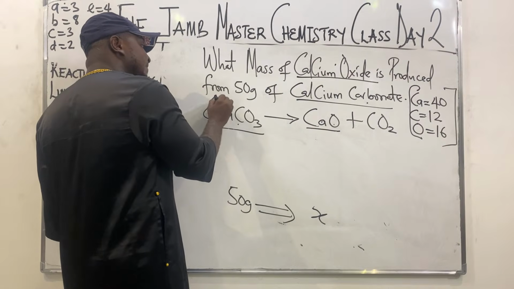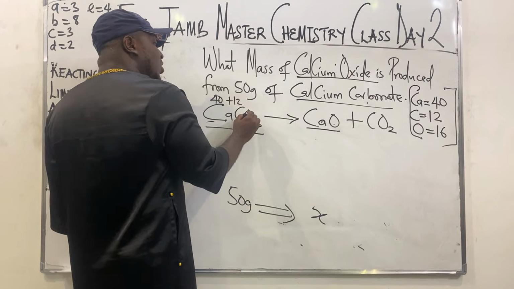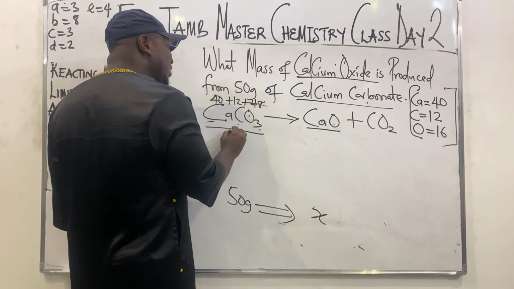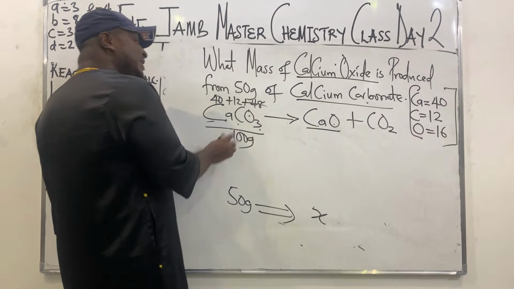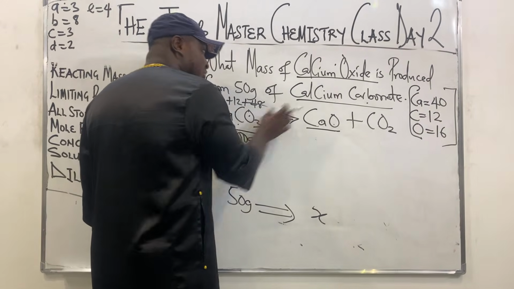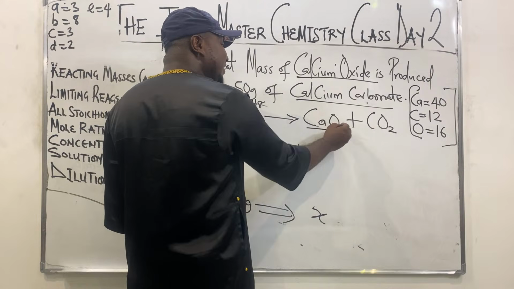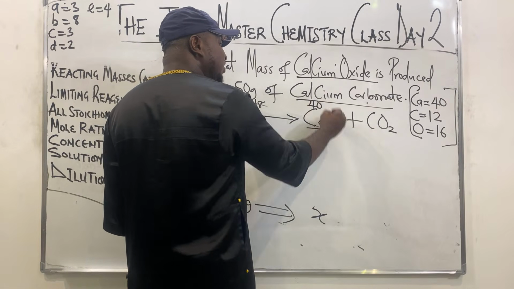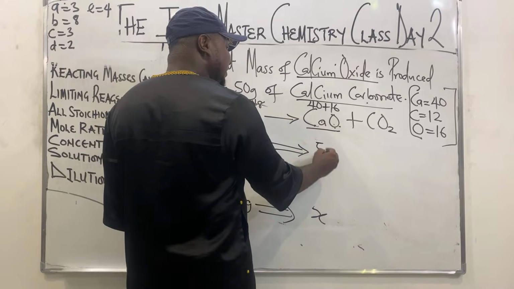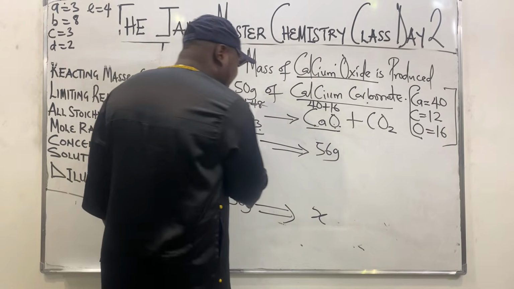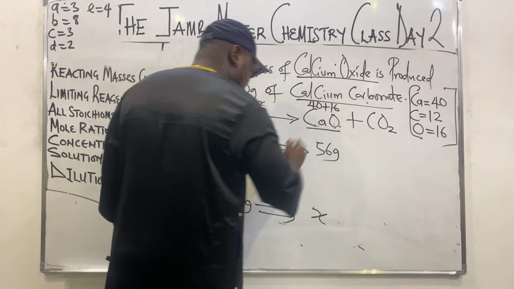Calcium is 40. Carbon is 12. Oxygen is 16. 16 times 3 is 48. If you add everything here, you're going to have 100 grams. From the balanced chemical equation, 100 grams of calcium carbonate, CaCO3, gave what mass of CaO? Ca is 40, oxygen is 16. 40 plus 16 is 56 grams. From the balanced chemical equation, 100 grams of CaCO3 gave 56 grams of CaO.